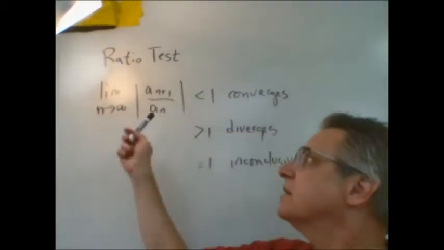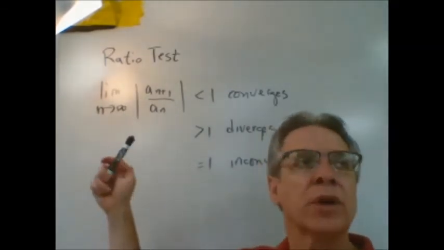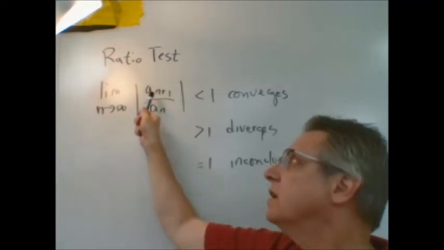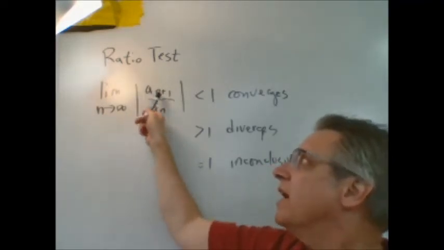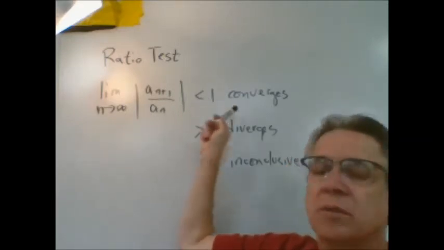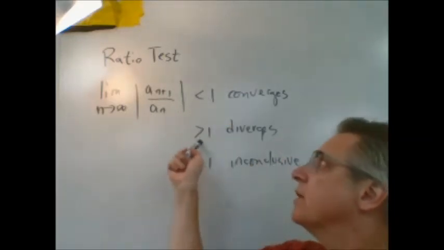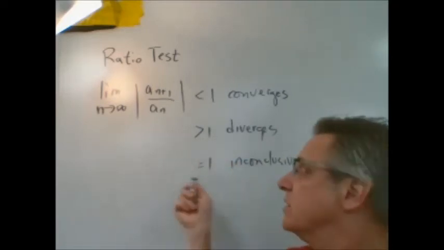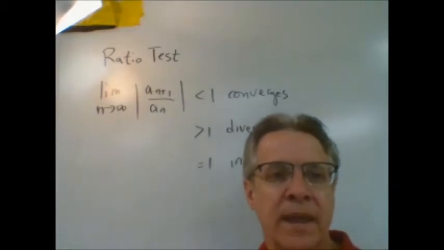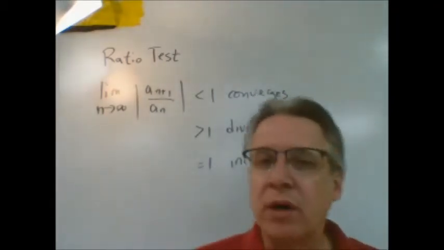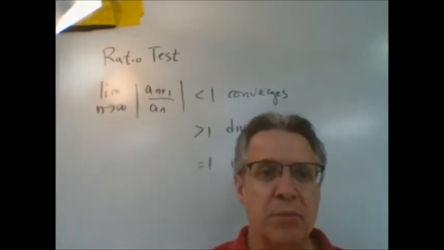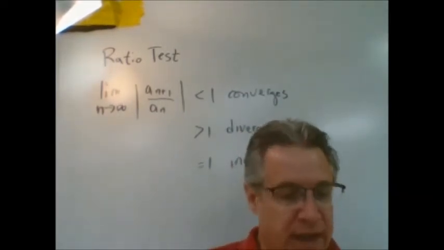And the test basically says this: if we have a series that we want to know if it converges or diverges, if we take the limit as n approaches infinity of the absolute value of a n plus 1 over a n, if that turns out to be less than 1, then the series converges. If it's greater than 1, it diverges. And if it's equal to 1, the test didn't really work. It's inconclusive.